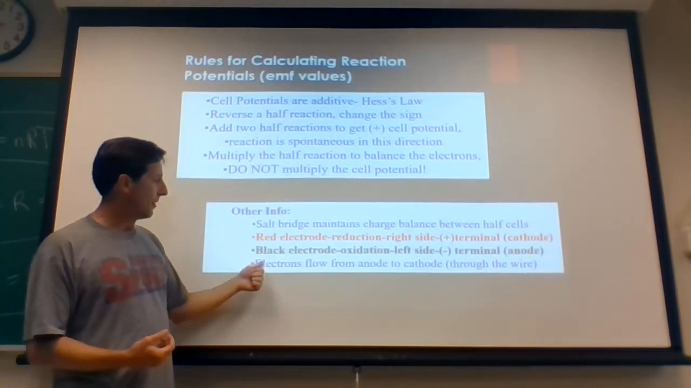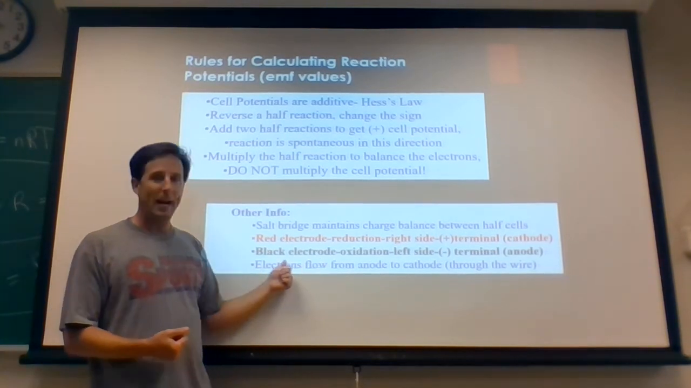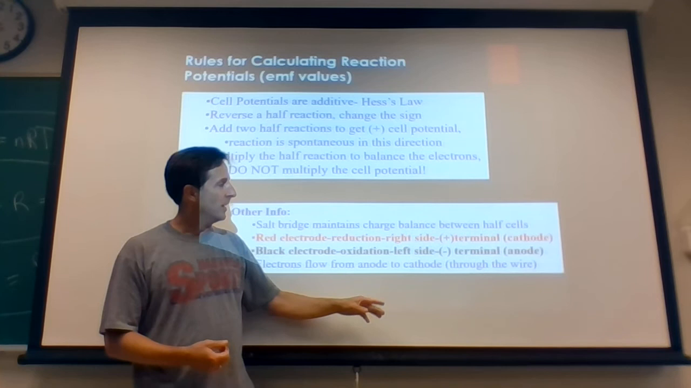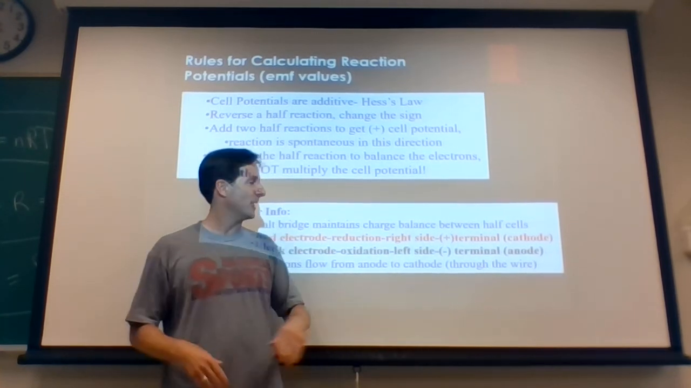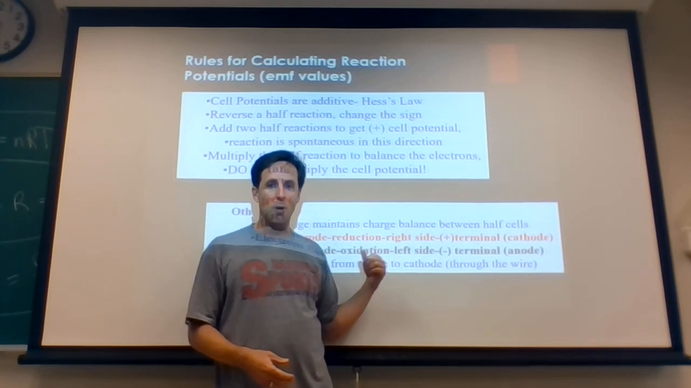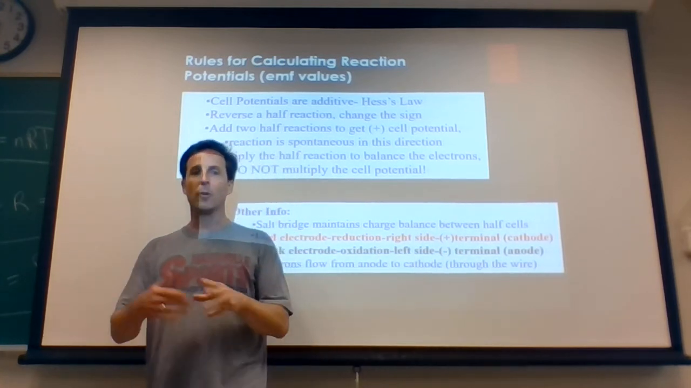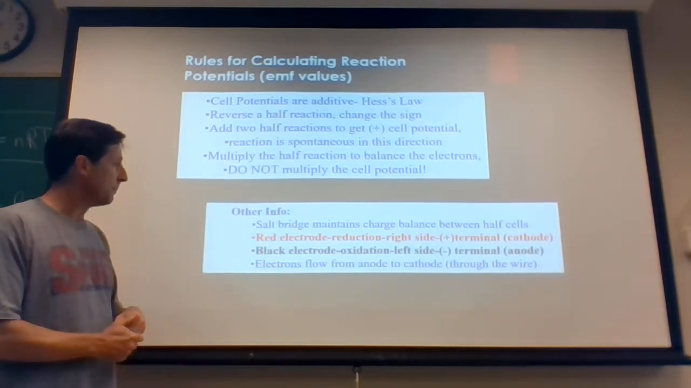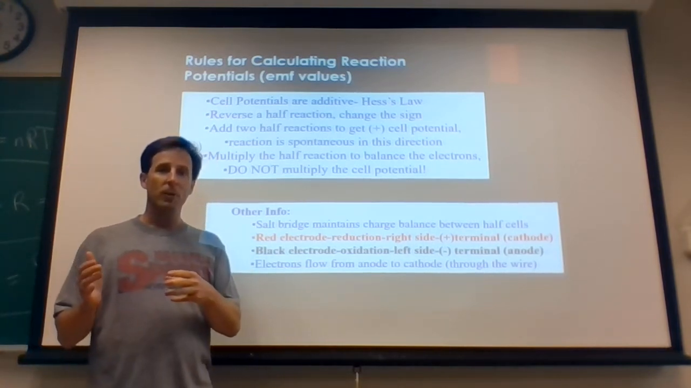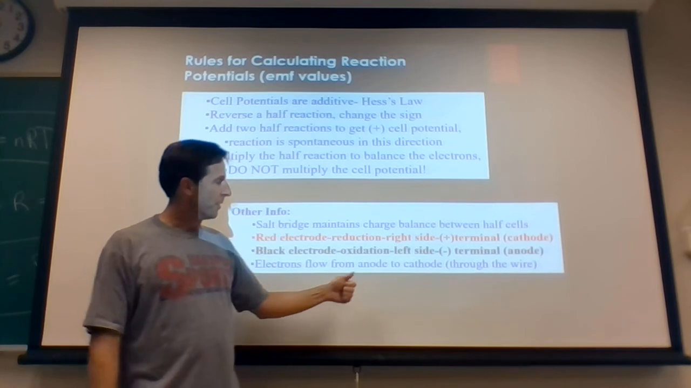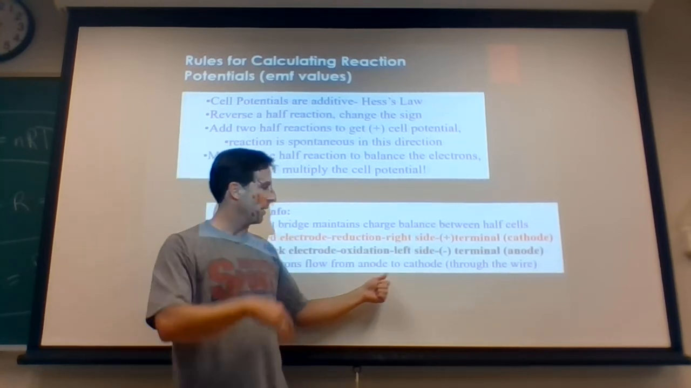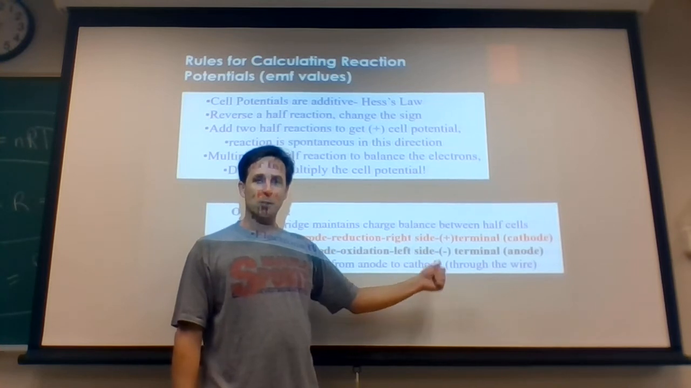Then if we look at a battery, the black electrode on a battery is the oxidation electrode. That's the anode. It's on the left side of the electrochemical cell, and it's the negative terminal on a battery. So know everything that connects to the anode or oxidation. Okay? And then finally, you need to remember that electrons are always going to flow, if you have it set up right, from the anode where oxidation occurs, through the wire to the cathode, which is where reduction is occurring.